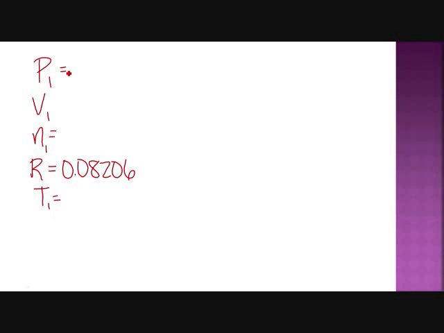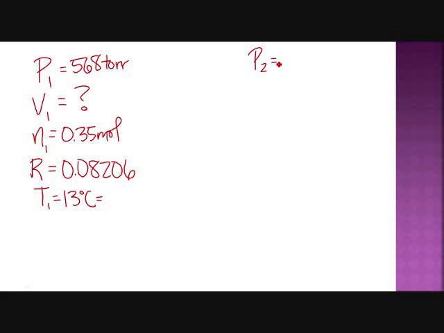So we had 568 torr, and the volume is what we're solving for, and we have 0.35 moles, and we have 13 degrees Celsius. So we have to change our Celsius, and we actually have to change our torr as well. Okay, and then we're going to have to do the same thing for the other set of conditions, where P2 is the 897 torr. We're solving for V2, and N2.